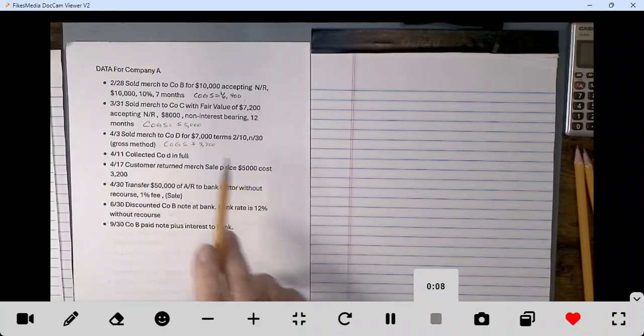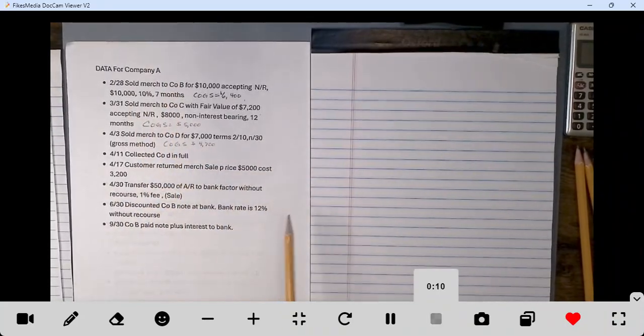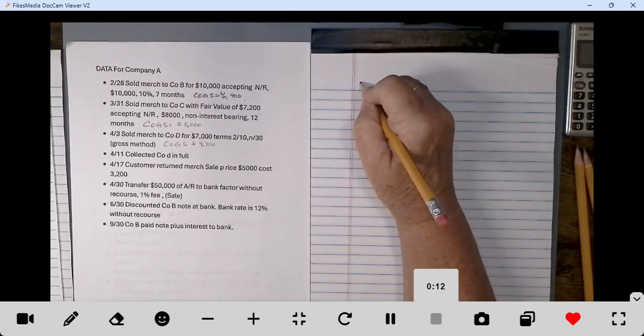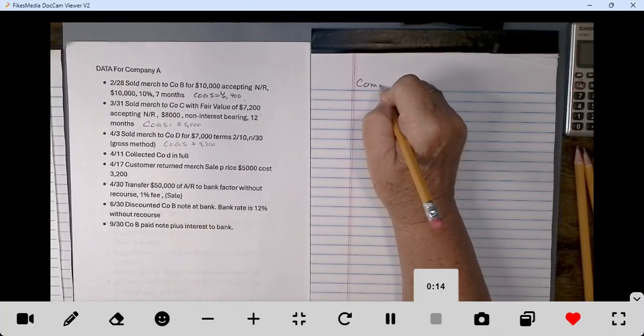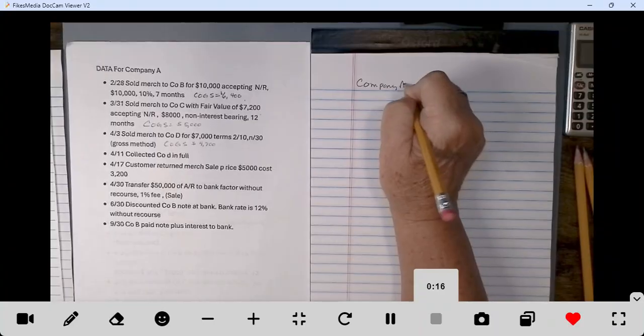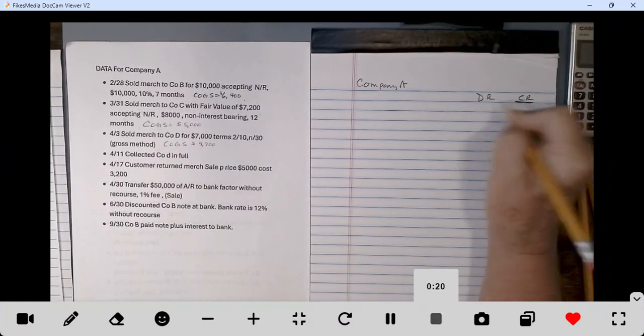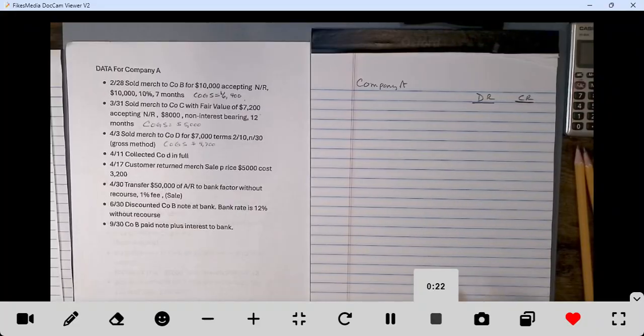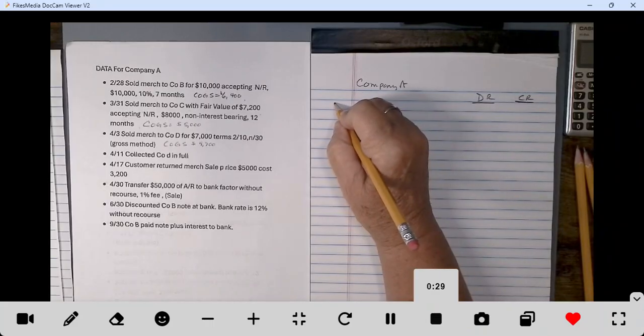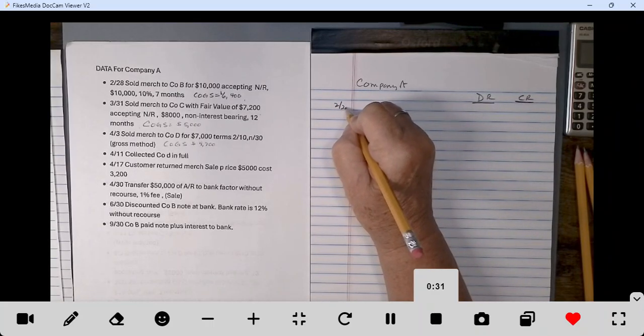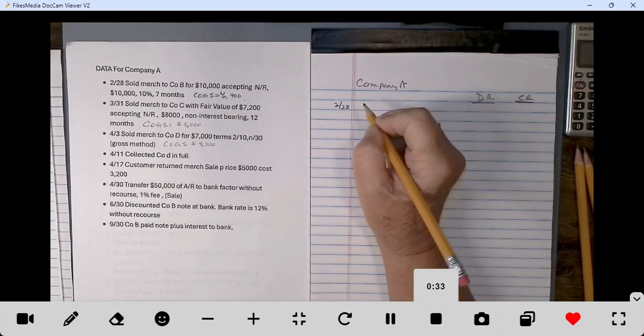So I have here data for Company A, and we are going to do journal entries for various accounts receivables. Now these may be posted to a roll forward account or some other TBS type thing, but we're going to focus on the journal entries.